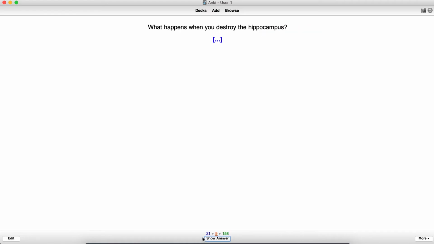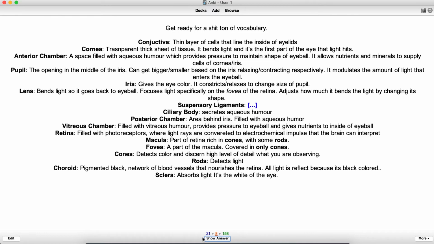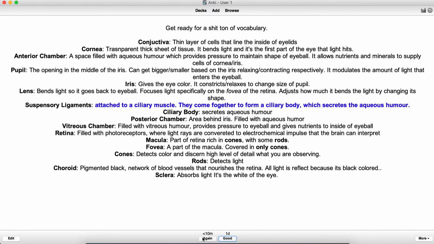What happens when you destroy the hippocampus? The hippocampus is responsible for memory. So if you destroy the hippocampus, you're able to keep old memories, but you're unable to form new memories, which is anterograde amnesia. So essentially, the ciliary muscles connect and form the ciliary body, which secretes the aqueous humor.